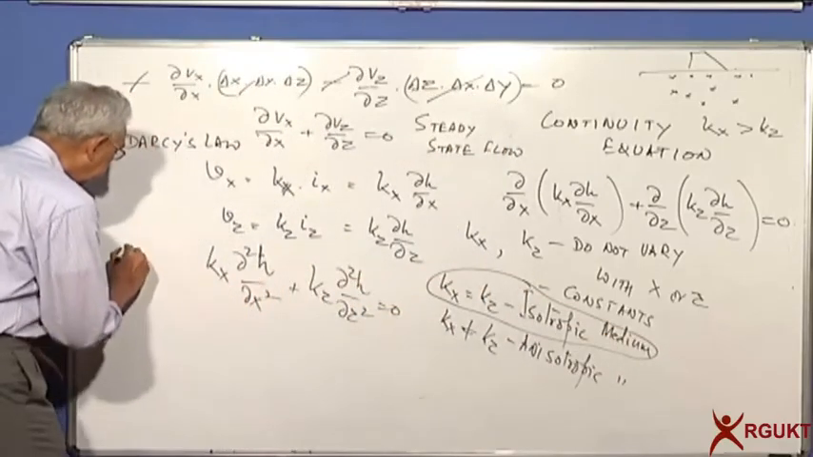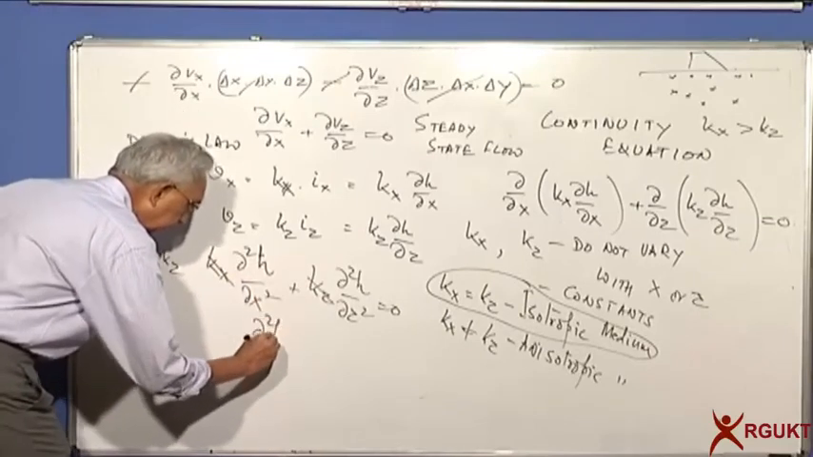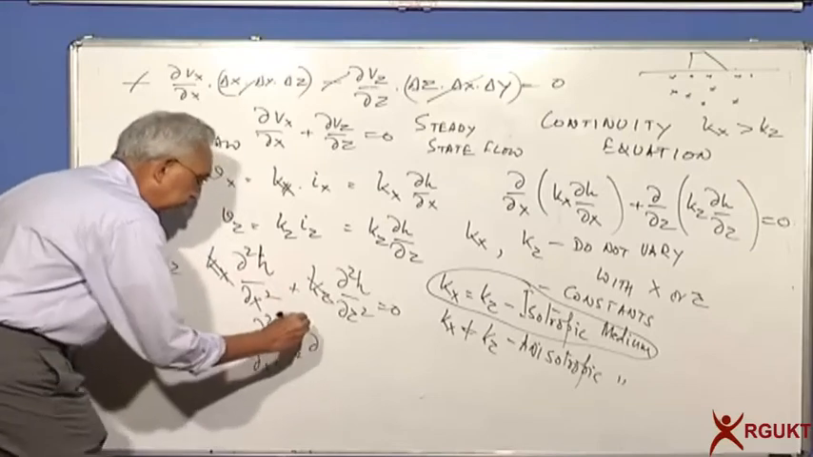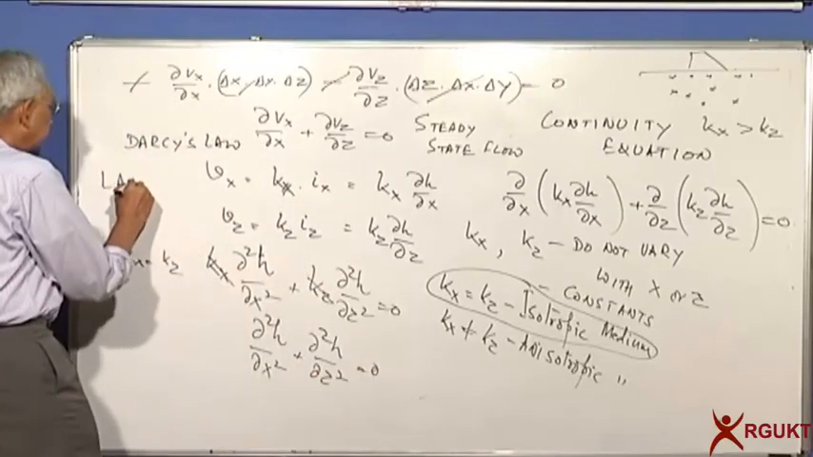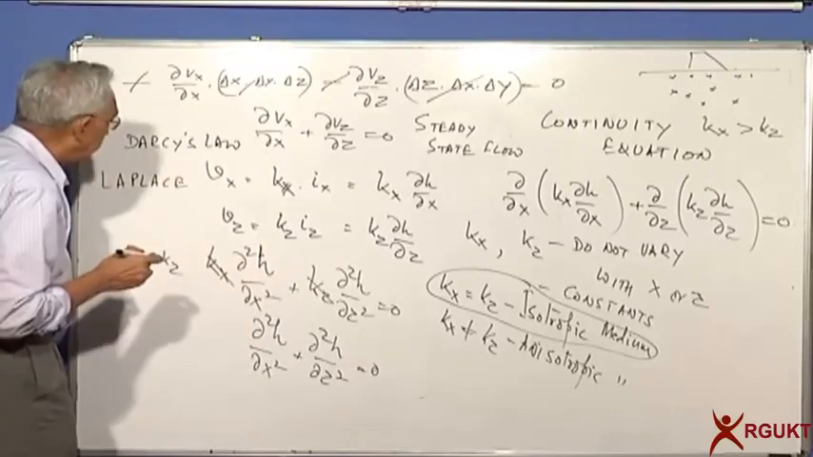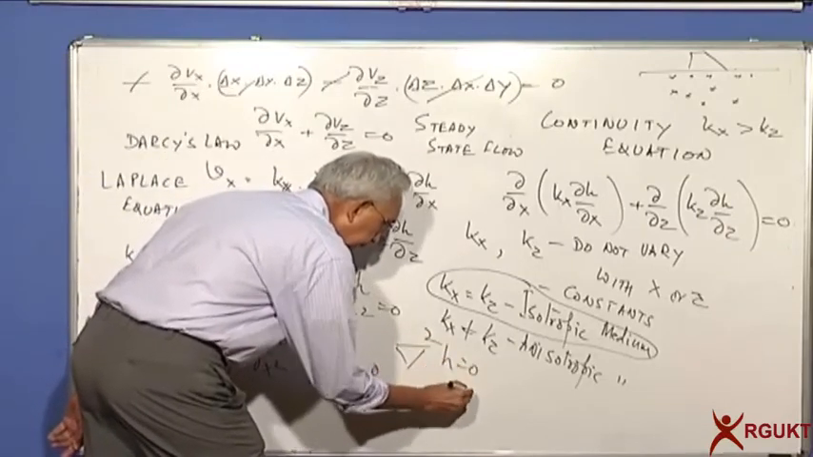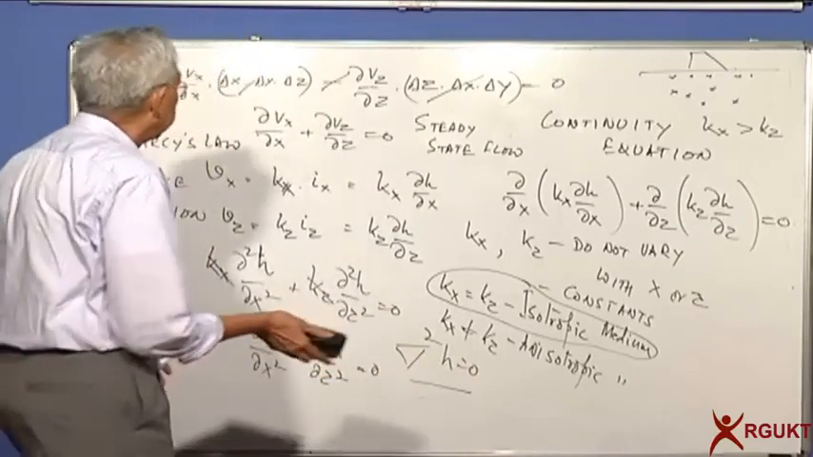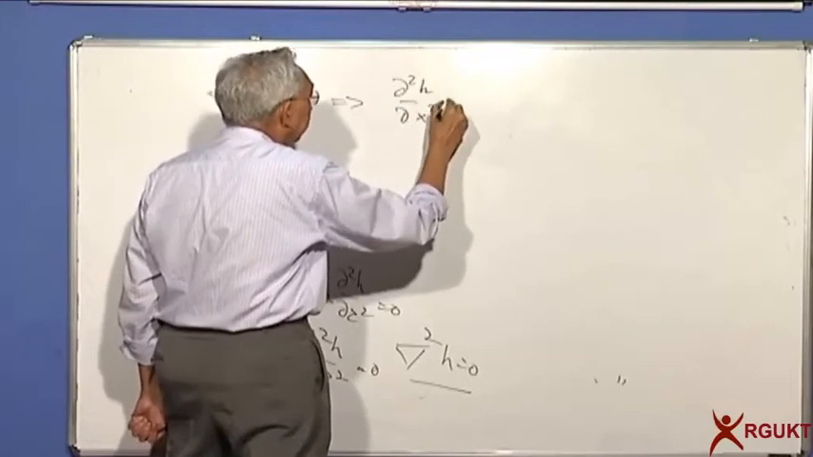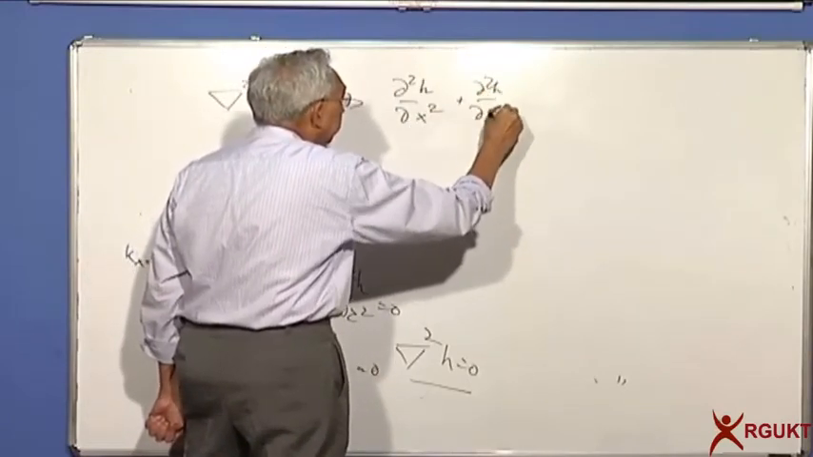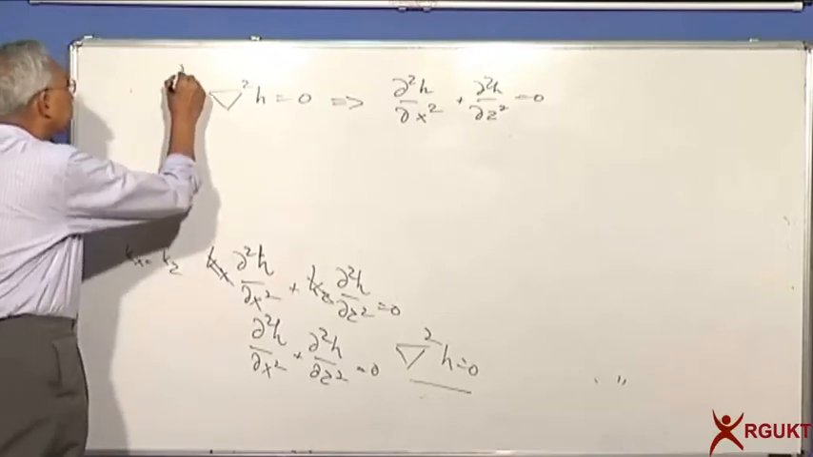So if kx is equal to kz, can I simply cancel these two and you will get a simple equation, which we call the Laplace equation, named after the mathematician who studied it. Maybe you would have studied it in your first year or second year mathematics. We sometimes write it with this symbol. When we say del square h is equal to 0, it implies the sum of the second derivatives in the two directions is equal to 0. This is what you call a Laplace equation.